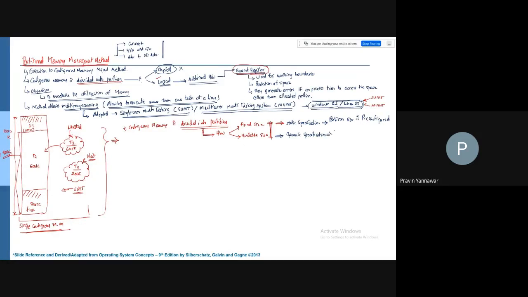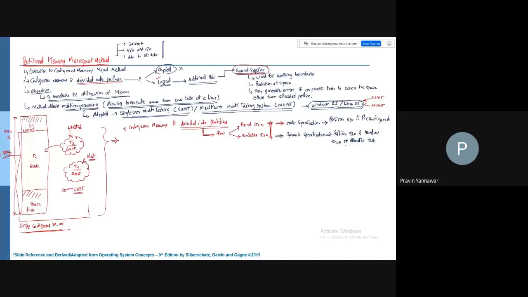And in case of dynamic size, partition size is based on size of allocated task, right? But if at all it is going this particular way, size of allocated task, then still these two things are creating certain complexities in it.